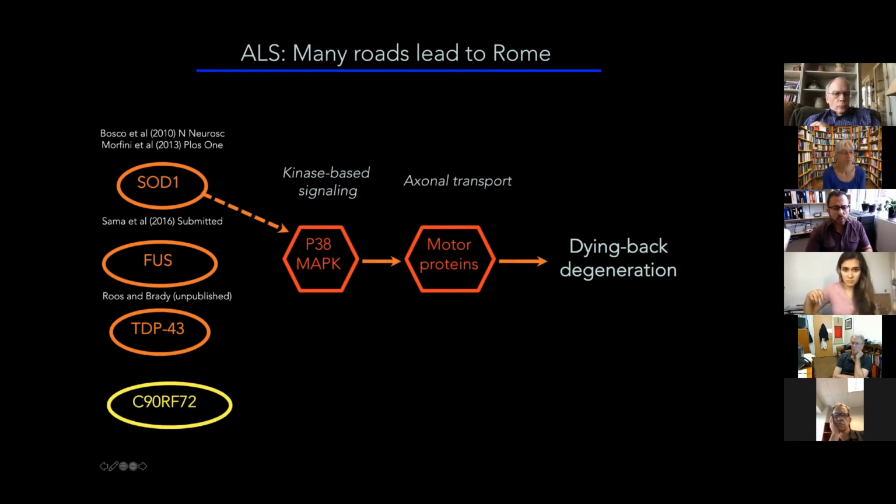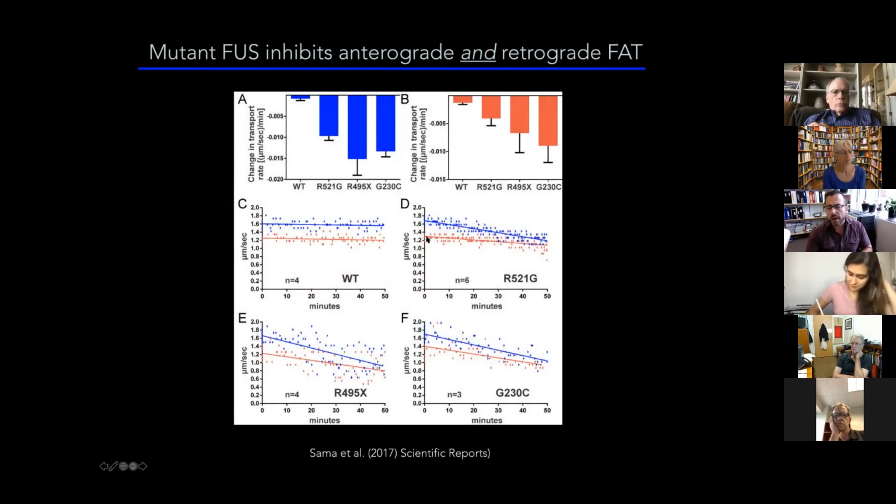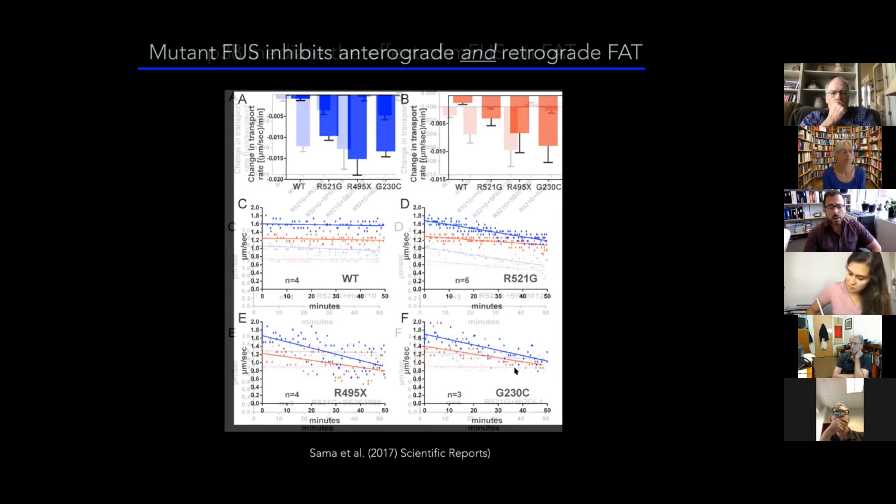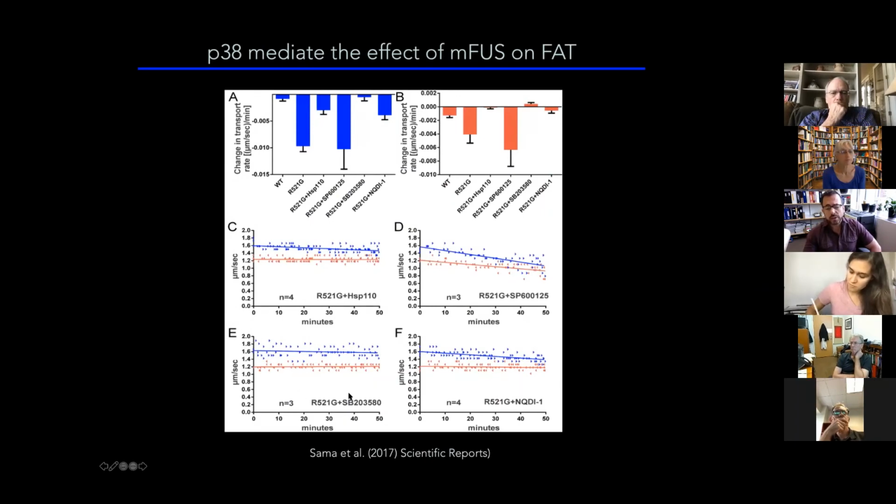And I'm gonna go very quickly because what we found, in an analogous manner as we observed with the SOD1, was that perfusion of the wild type form of the protein did not have any effect. You guys are already experts. This looked like a control that we showed before. But if you perfuse 3 different mutant forms of FUS, you observe a dramatic reduction in both anterograde and retrograde axonal transport. And significantly, once again, the p38 inhibitor was able to rescue that effect, all right?